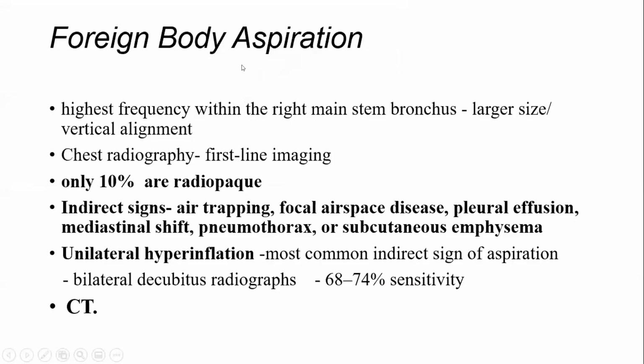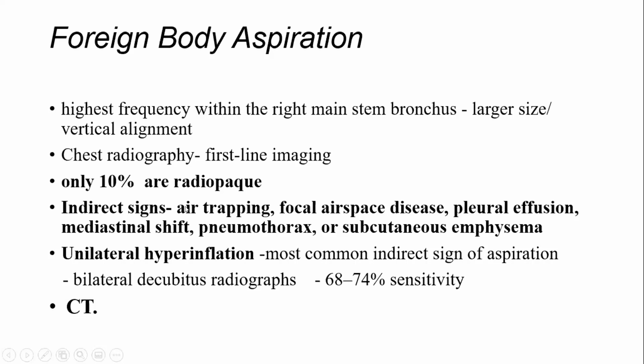A little bit about foreign body aspiration because it's very common. Chest X-ray is the first line imaging. As soon as a child comes, you will take X-ray. But you have to remember that only 10% of the foreign bodies are radio opaque. So you are looking for indirect signs. Usually the commonest sign will be a unilateral hyperinflation of the lung. So if a foreign body is in the right lung, there will be hyperinflation of the right lung.